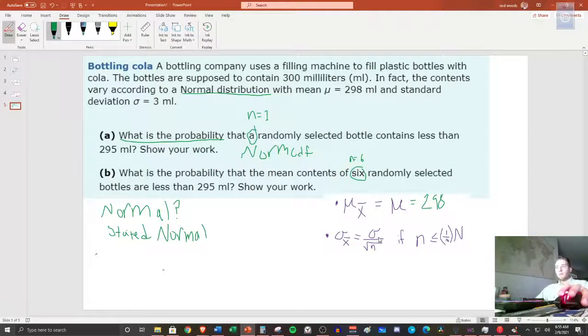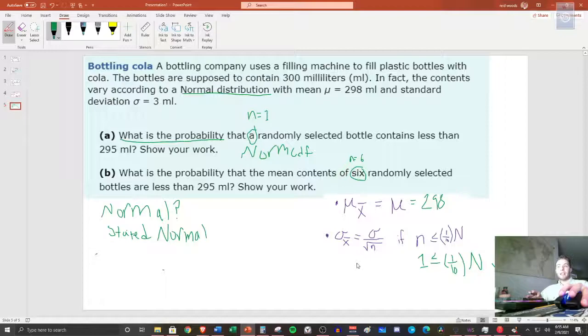Sigma. Well, the new standard deviation is sigma over square root of n. Well, we also need to check this condition. So for this first one, we're taking 1, and they need that to be less than or equal to 1/10 of the population. Do we know the population? Well, you're taking one selected bottle from this company's filling machine, which probably does a lot of bottles. We don't know the population, but we'll say it's sufficiently large.